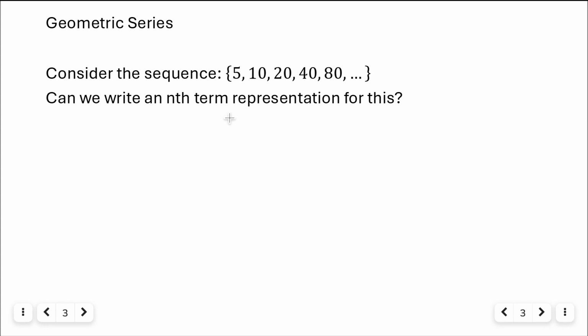Well, let's take a look at what's happening. In the series, we're multiplying by 2 each time, right? Or in the sequence, sorry, we're multiplying by 2 each time. And the sequence starts with 5. So a sub n, let's start from 5, and we're going to multiply by 2 to the, let's say, n minus 1. Would that work?